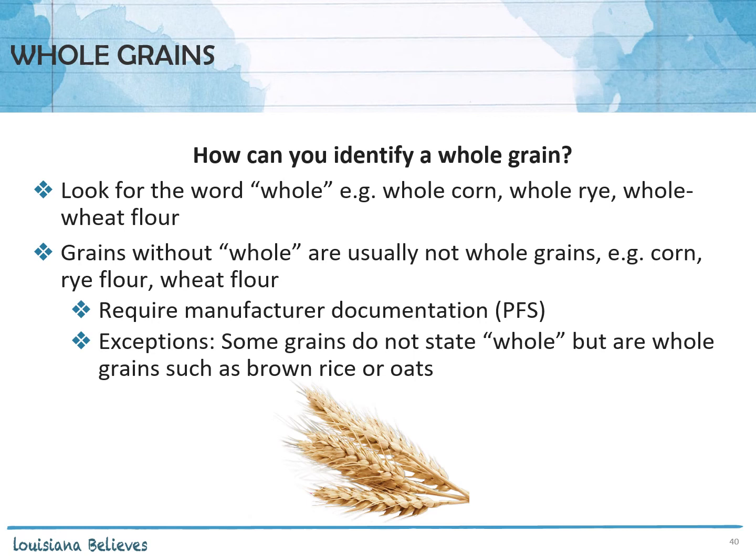The menu planner must obtain additional information from the manufacturer to determine if grains with these terms are whole grains. If you see whole corn or whole rye flour and whole wheat flour, you know it is a whole grain. If you don't see the word whole, you will need additional documentation from your manufacturer to determine if these grains are whole.